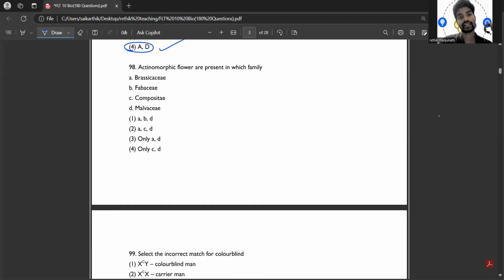98, that is, actinomorphic flowers are present in which family? That is the question. Yes, actinomorphic flowers, they're actually present in which family? So they're present in Brassicaceae. Then they are also present in Compositae and they're also present in Malvaceae.